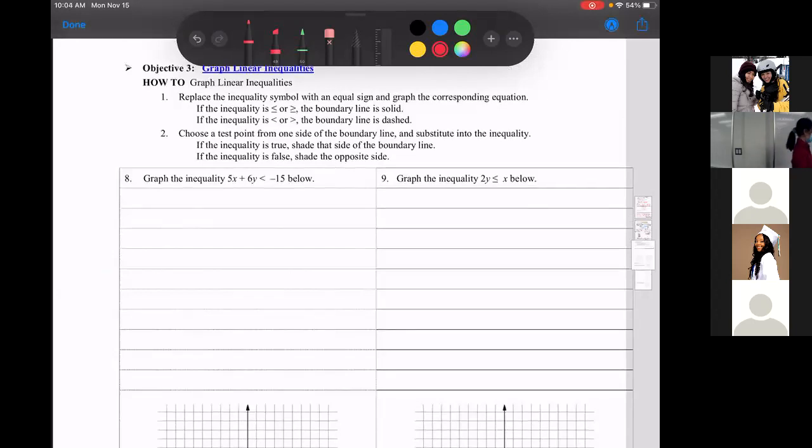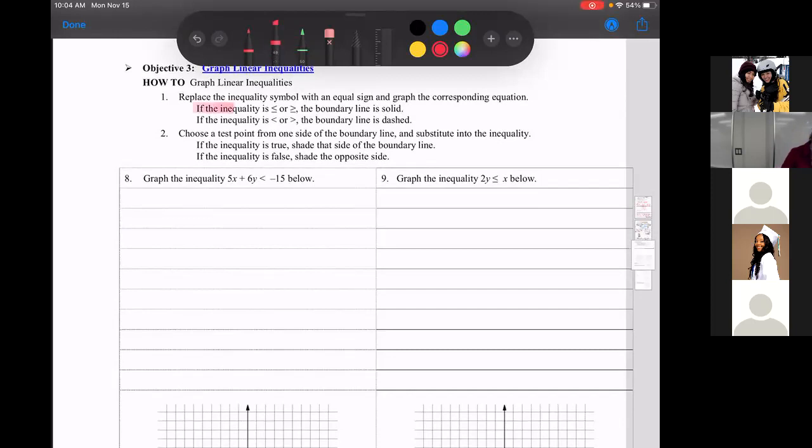So what do you have to do in order to graph the solution? You have to figure out a line, right? And then you figure out which side I'm gonna shade. I'm gonna show you all of that. But before I do that, let me remind you something.